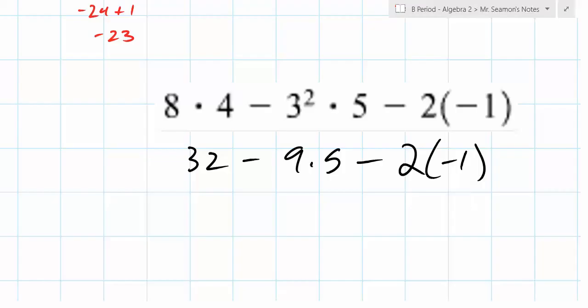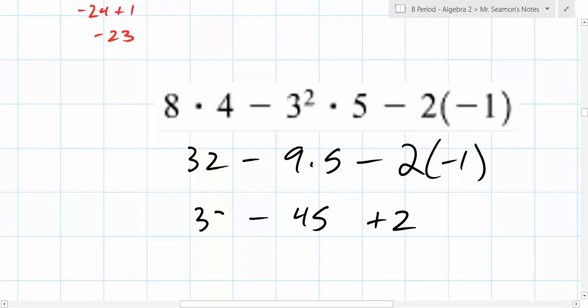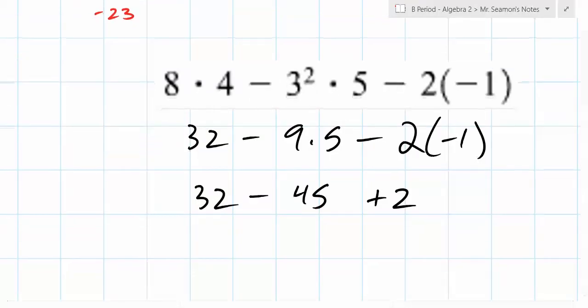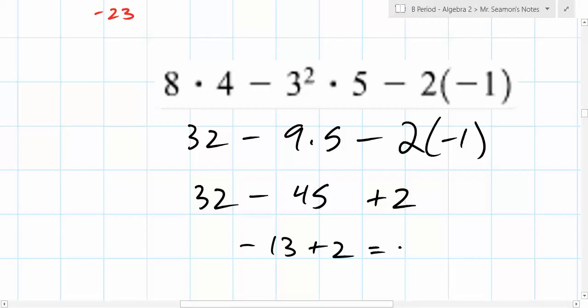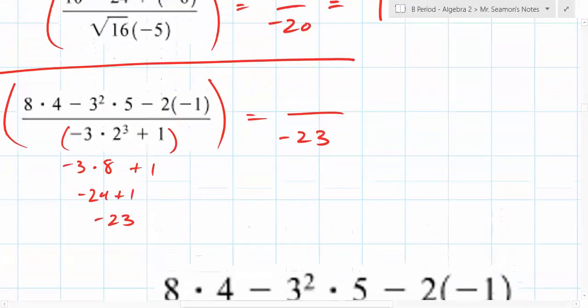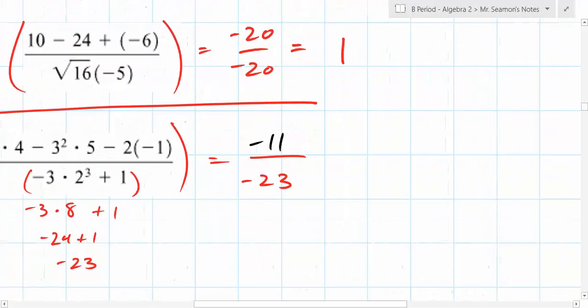I would distribute the 2 to the negative 1. Yeah, so you get plus what? Plus 2. What's 9 times 5? 45. And 32. What's 32 minus 45? Negative 13. Plus 2 is? Negative 11. So this one comes out to be negative 11. You put this together, you have 1 over negative 11 over negative 23.